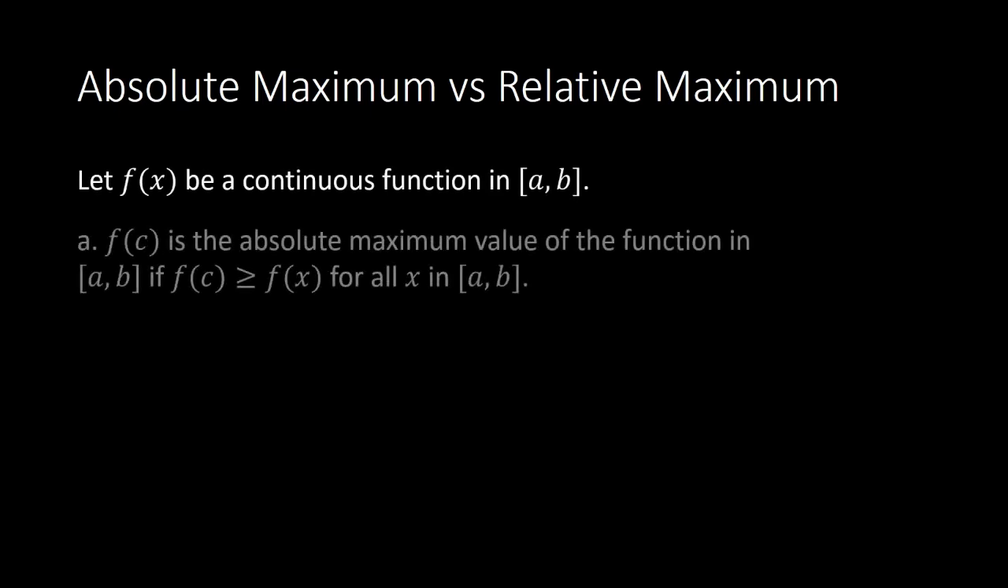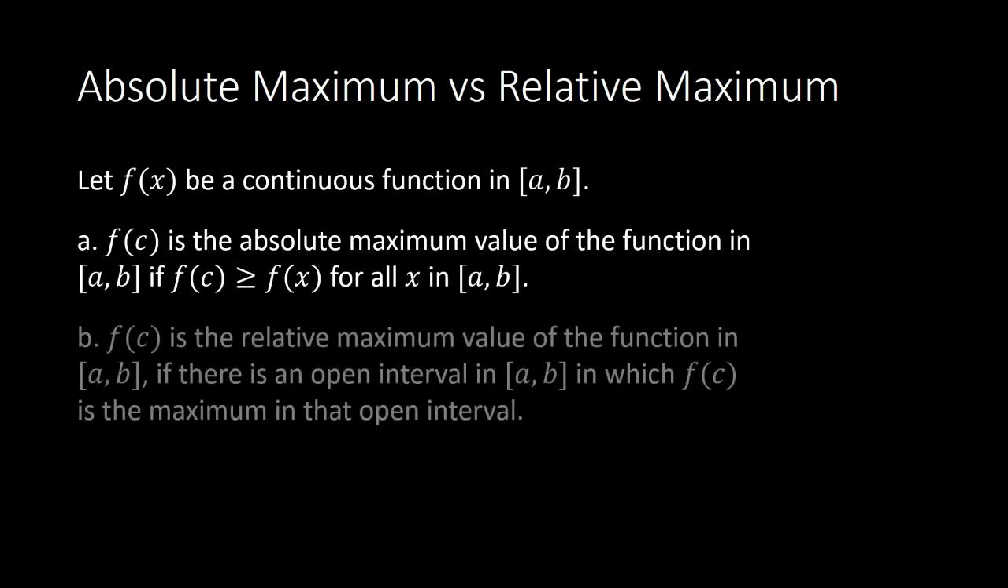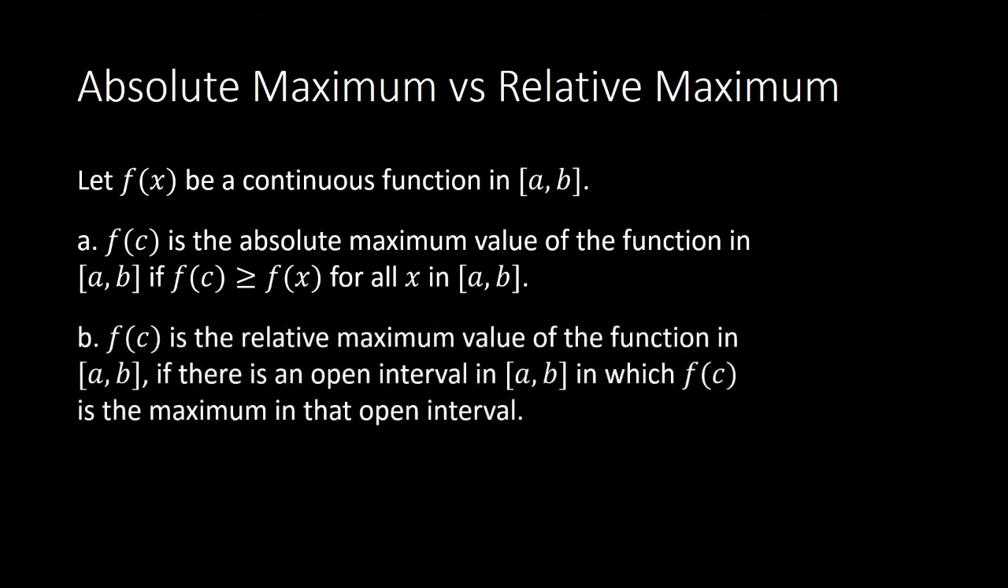Absolute maximum versus relative maximum. Let f(x) be a continuous function in the closed interval [a, b]. f(z) is the absolute maximum value of the function in the closed interval [a, b] if f(z) is greater than or equal to f(x) for all x in the closed interval [a, b]. On the other hand, f(z) is the relative maximum value of the function if there is an open interval in [a, b] in which f(z) is maximum in that open interval.